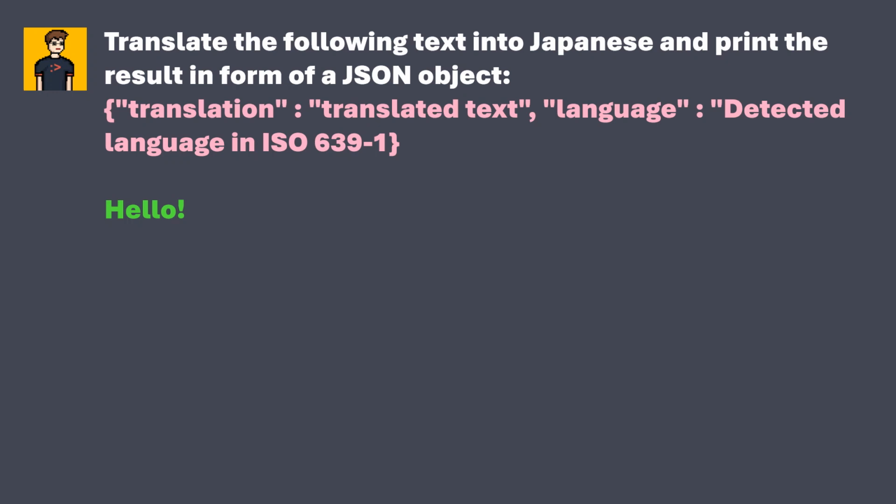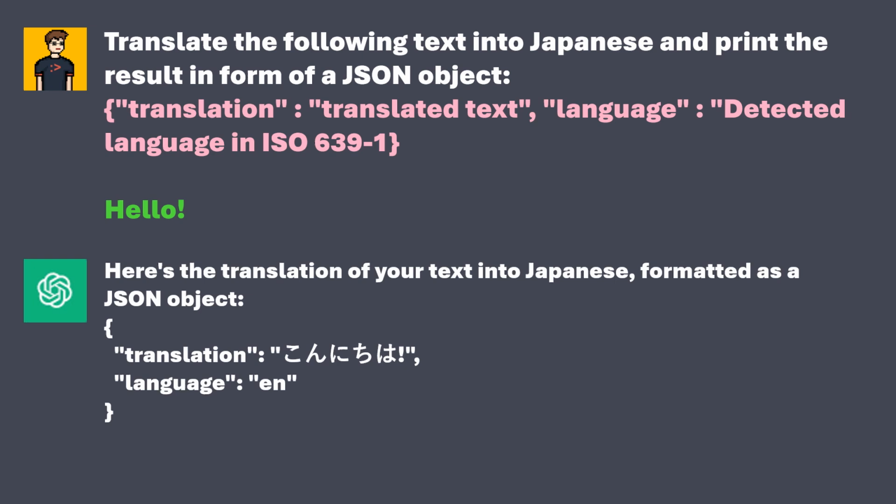via ChatGPT. We get the following answer. Here is the translation of your text into Japanese formatted as a JSON object. As you can see, we have the translation Konnichiwa inside the JSON object. By the way, all chats with ChatGPT shown in this video are linked in the video description down below. Excellent! Since the user in our example entered text in English, we find the abbreviation EN in the language field.